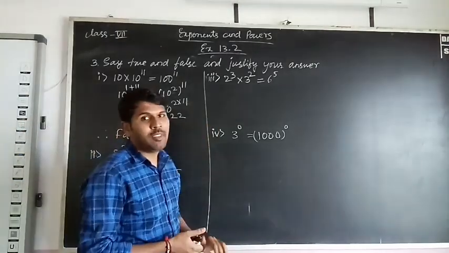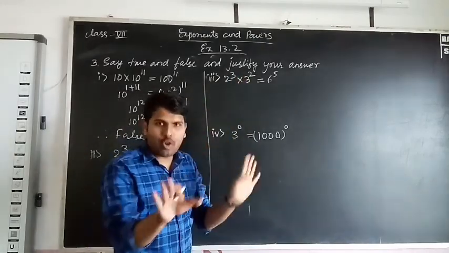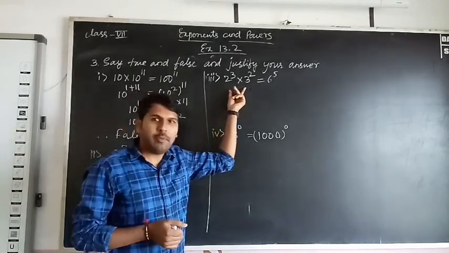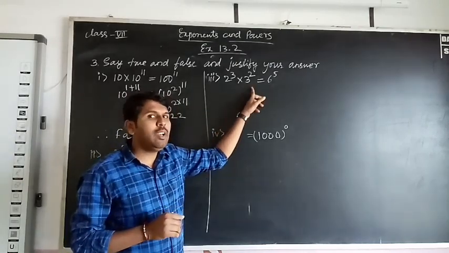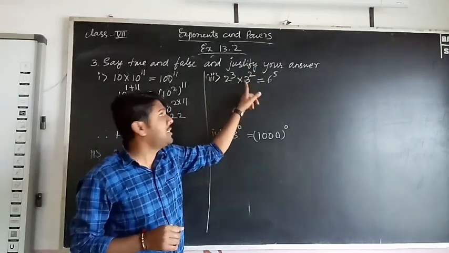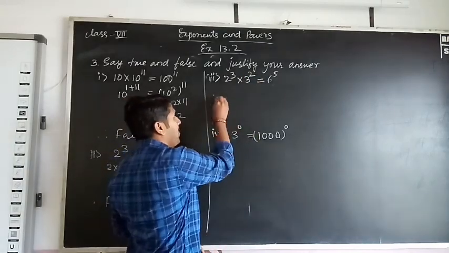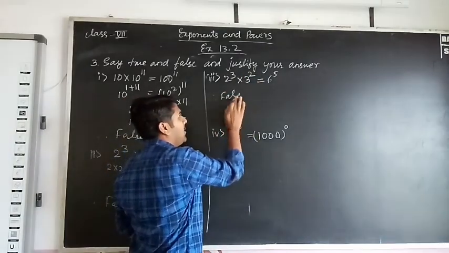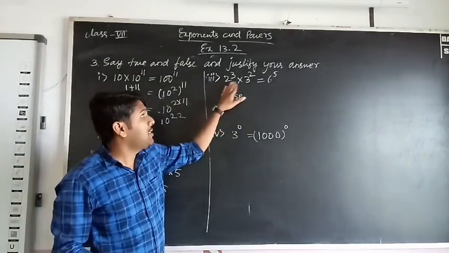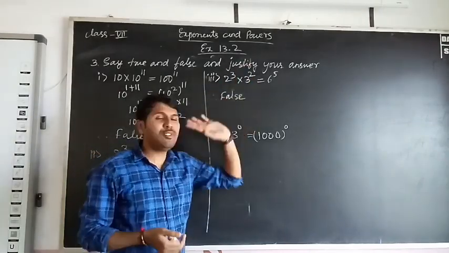Next, third one. So here there are no common bases and the powers are also not common. So you can't multiply the powers. You can only multiply the powers when bases are equal or powers are equal. Don't multiply directly, 2 into 3 is 6, 3 into 3 plus 2 is 5. This is wrong. Why? Because bases are not common and powers are also not common. That's why this is also false.